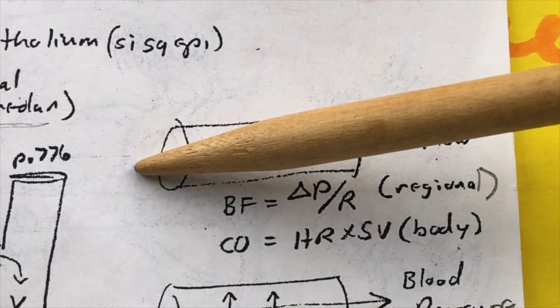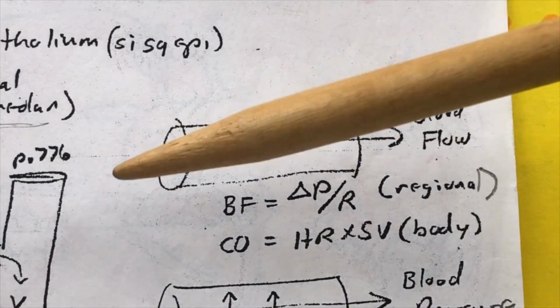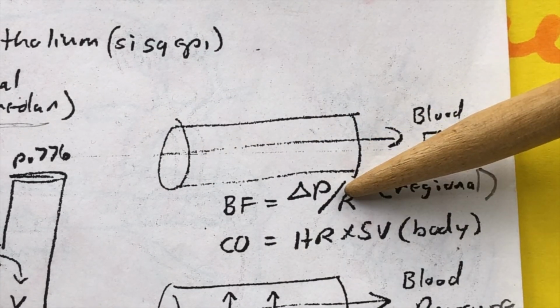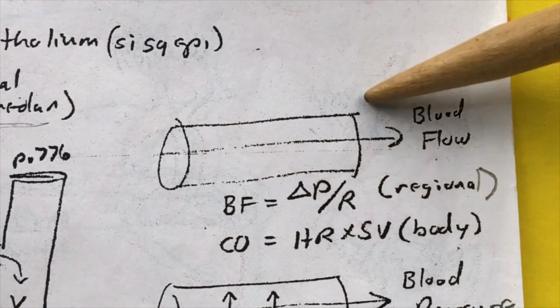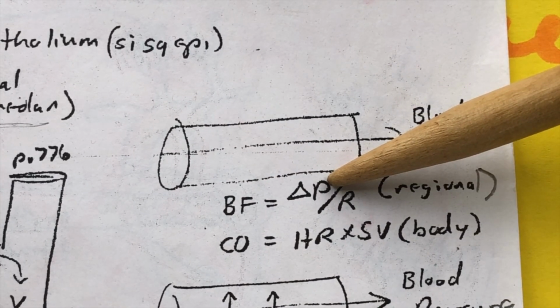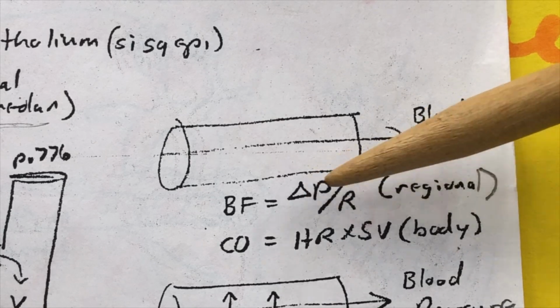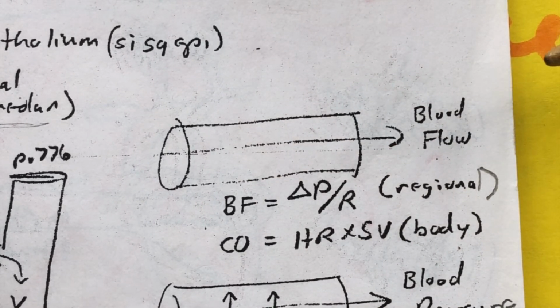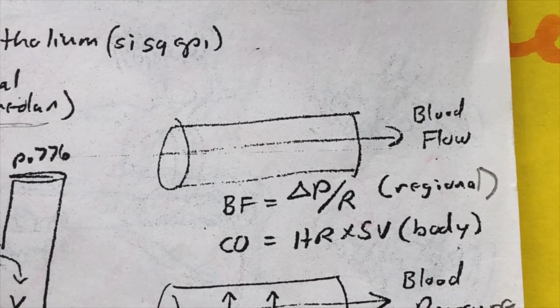So if the blood pressure is higher here than it is here, blood goes from high pressure to low pressure. And this says that's true. Now, if the blood pressure here and here was the same, then there would be no difference, and that would be the number 0. And 0 divided by anything would be 0, and there would be 0 blood flow. So it's mathematically logical as well as conceptually logical.